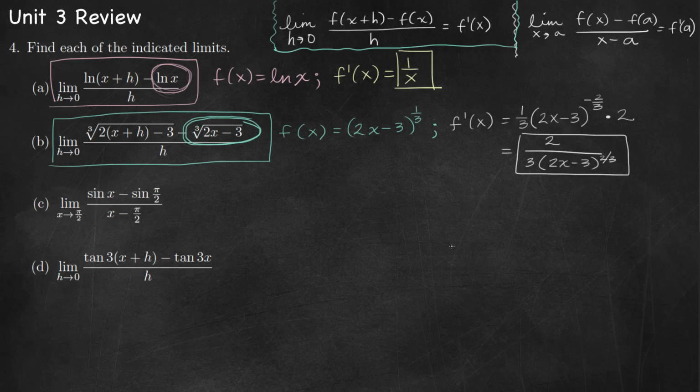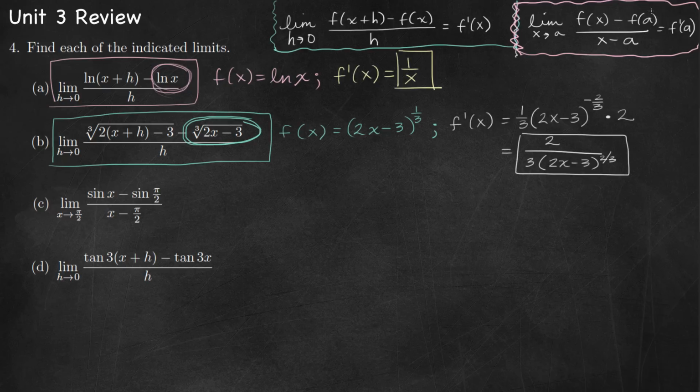Part C, limit as x approaches pi over 2 of sine x minus sine pi over 2 over x minus pi over 2. Now this one is in a different form. It's not the limit as h approaches 0. X is approaching pi over 2. So this is in the form of the alternate definition of the derivative, this second one that I wrote up top here, the alternate form.